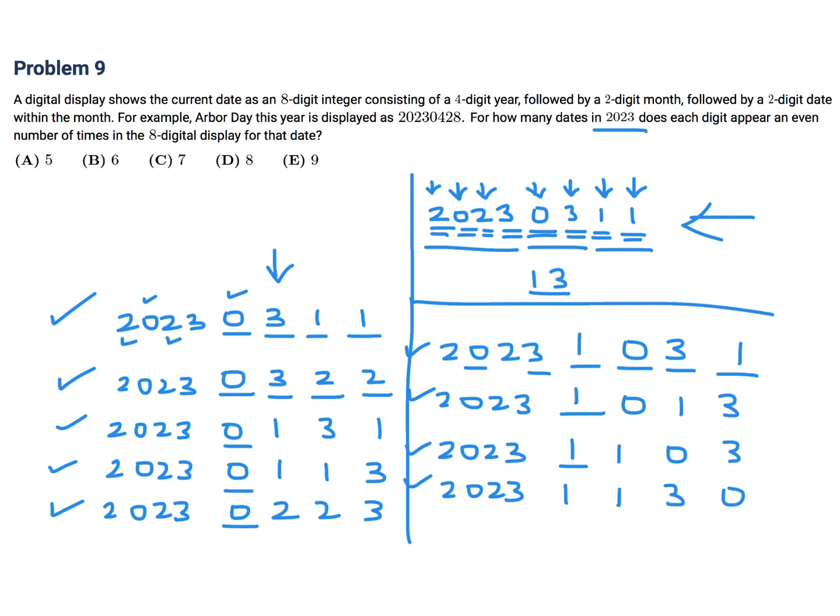So how many did I get in total? 1, 2, 3, 4, 5, 6, 7, 8, 9. 9, and therefore the answer is E.